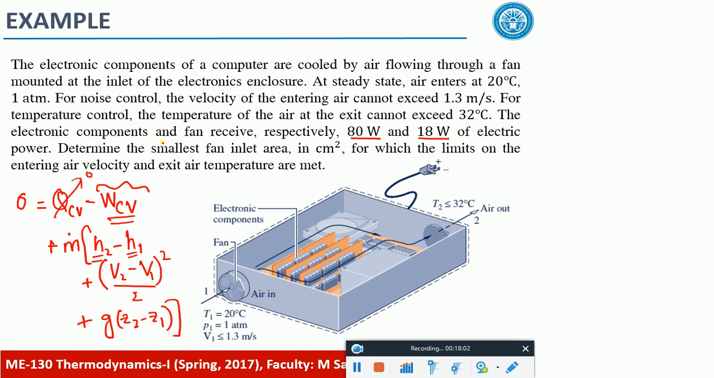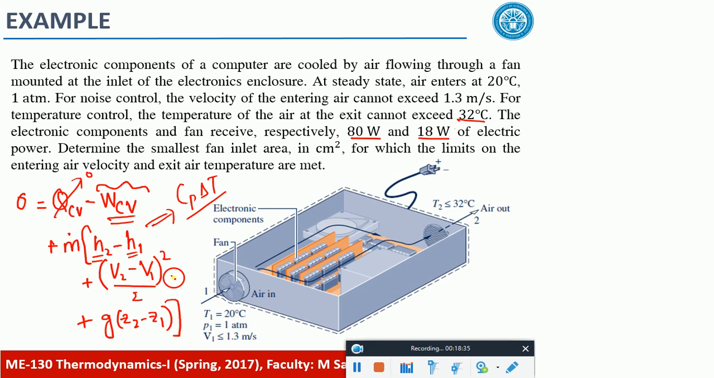Air temperature is given at the inlet only. What about the outlet? Okay, for the outlet it is also given, it cannot exceed 32 degrees centigrade. Remember that. So, you can go to the property tables and then you can also use that law, Cp delta T. You can use that as well, okay?